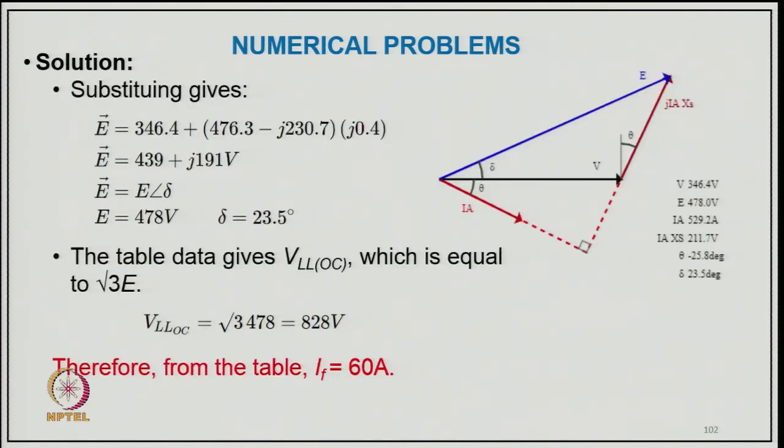So now substituting the value here, E equal to V plus I Z, and that is E equal to 439.01 angle delta, so E equal to 478 and delta is 23.5 degree as shown in the phasor. So, from the table, V_LOC is equal to 470 by root 3, that is 428, and therefore from the table I_F equal to 60 ampere.